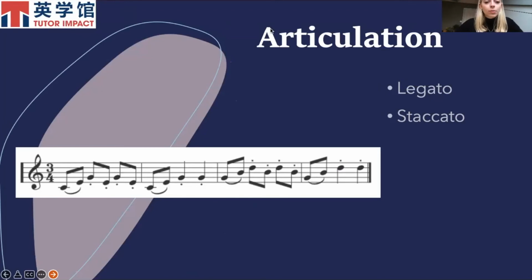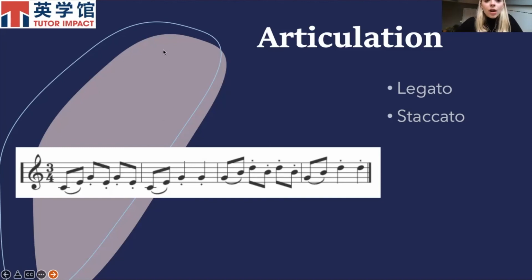And notes are joined by these curved lines, which you can see in the piece of music here. So in all of these where there is this line, they're sort of joined up. So this one here, this one here, this one here, and this one here would be more smooth and joined rather than individually played.